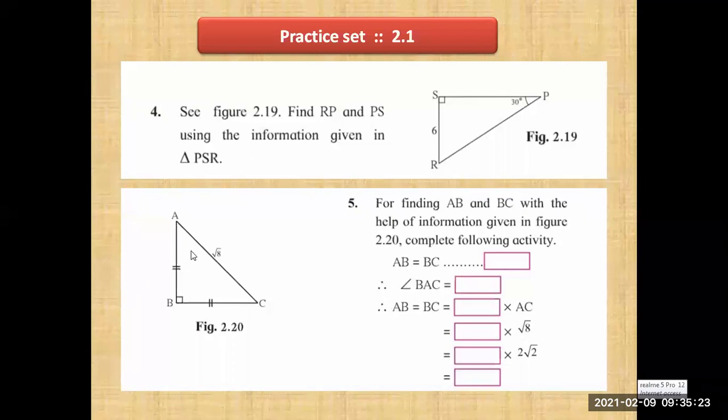Angle BAC is equal to 45 degree. As this one is 90 and this one is 45, apply the properties of the 45, 45, 90 degree theorem. So we write here AB is equal to BC is equal to 1 by root 2 times AC. Then as this one is root 8, cancel it, you will get your answer.